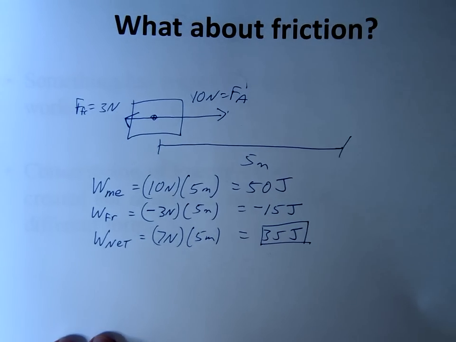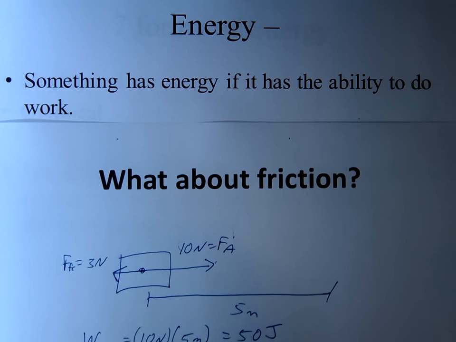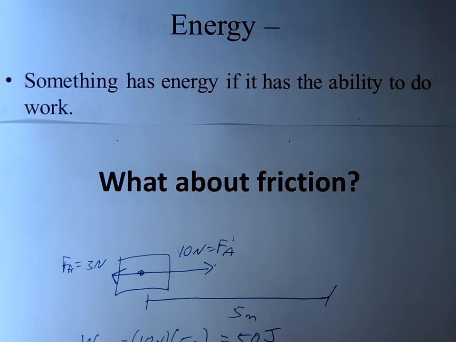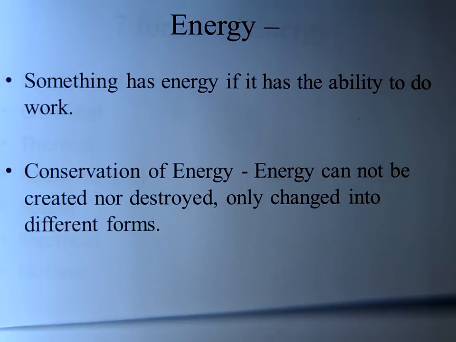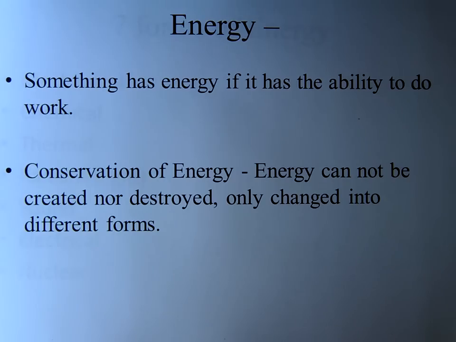Alright, so those are various examples of work. We're going to get into the concept of energy, and I know you guys have talked about this a lot over your science careers, but basically we say something has energy if it has the ability to do work. So if something has the ability to do work, then we say that it contains energy. And we'll talk about the various energy forms, but that's kind of our basic definition of energy. Then probably the most fundamental law of physics is the conservation of energy. And I'm sure you've heard of this before. Energy cannot be created or destroyed. We can only change it into different forms.